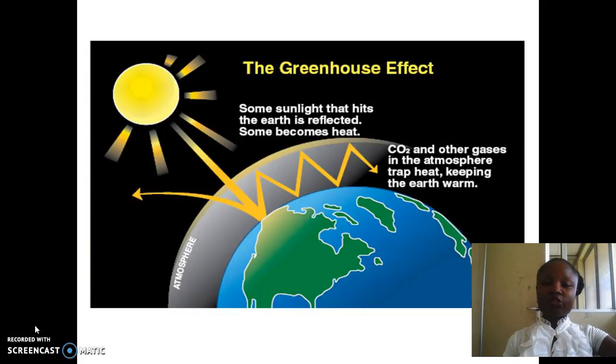Now, we are going to look at the effects of the greenhouse gases. As you can see from our top left, we have the sun, which emits sun rays to the earth. And on the earth, because of the amount of carbon dioxide and other gases that are in the atmosphere, the heat that is emitted by the sun is trapped in the atmosphere, and then it keeps the earth warm, and some of the heat is reflected back into space. This is how the emission of the greenhouse gases affects heat on our planet.